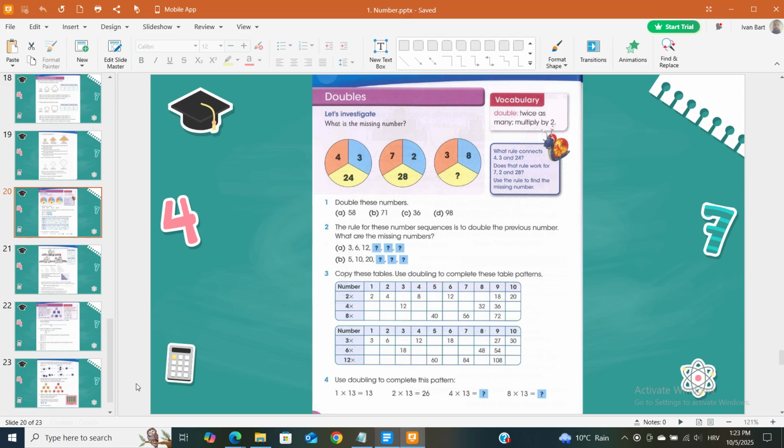What rule connects 4, 3 and 24? Does that rule work for 7, 2 and 28? Use the rule to find the missing number. 2. The rule for these number sequences is to double the previous number. What are the missing numbers? (A) 3, 6, 12, ?, ? (B) 5, 10, 20, ?, ? 3. Copy these tables. Use doubling to complete these table patterns.